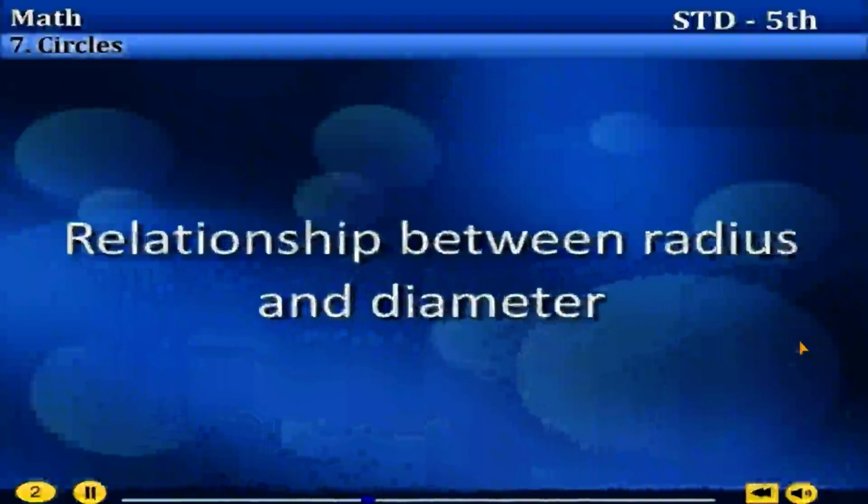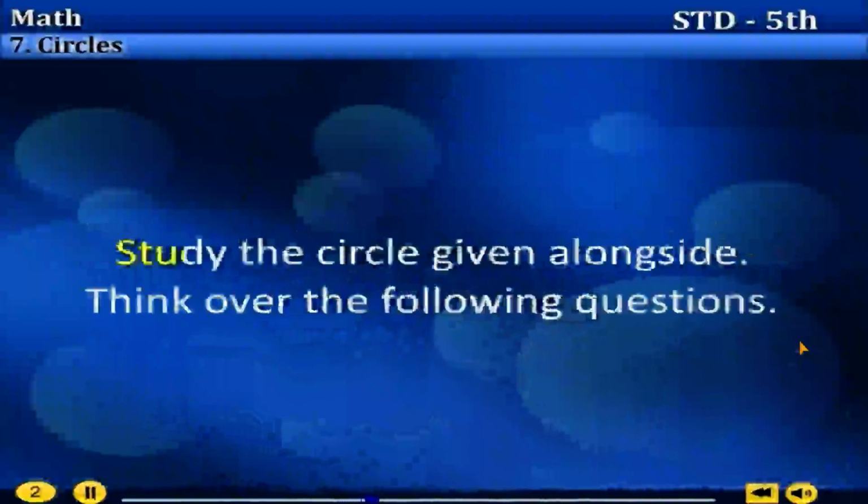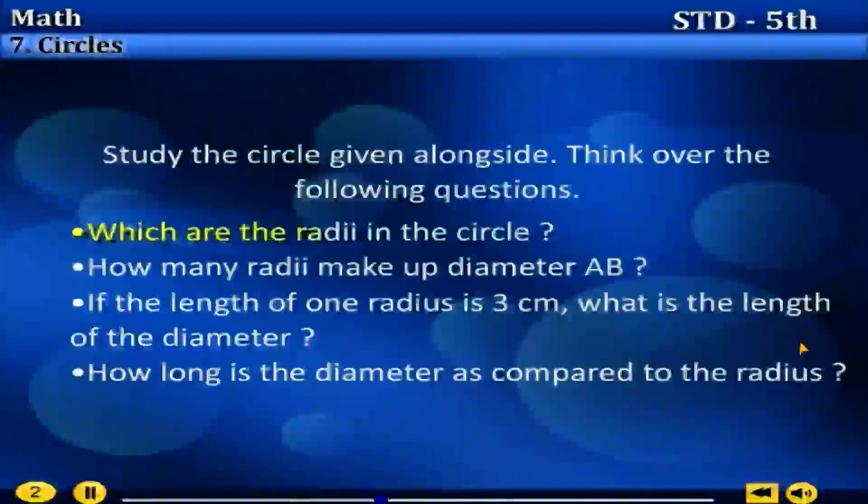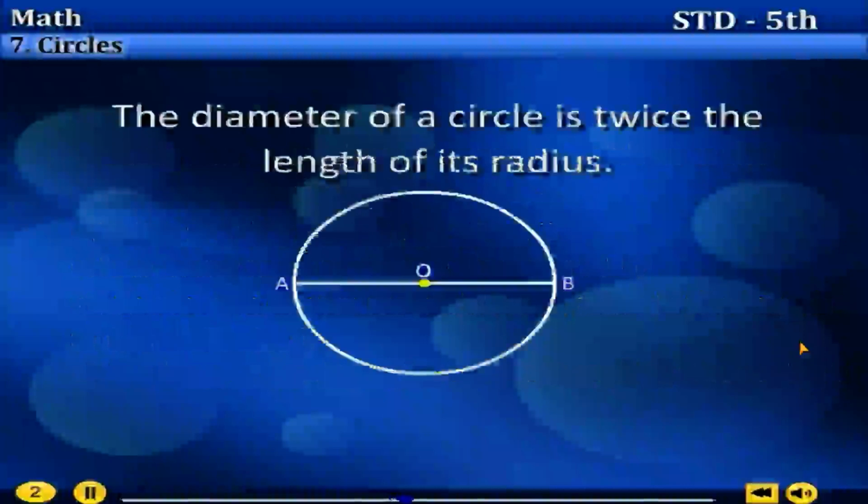Relationship between radius and diameter. Study the circle given alongside. Think over the following questions. Which are the radii in the circle? How many radii make up diameter AB? If the length of one radius is 3 cm, what is the length of the diameter? How long is the diameter as compared to the radius? The diameter of a circle is twice the length of its radius.